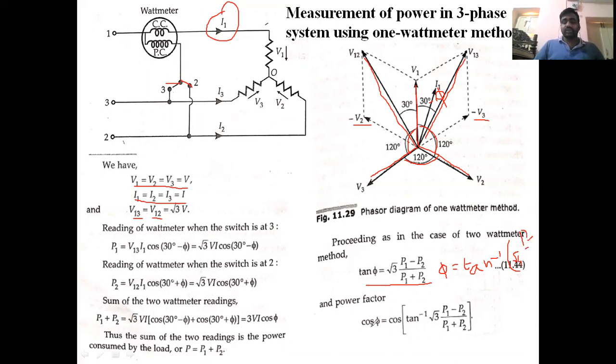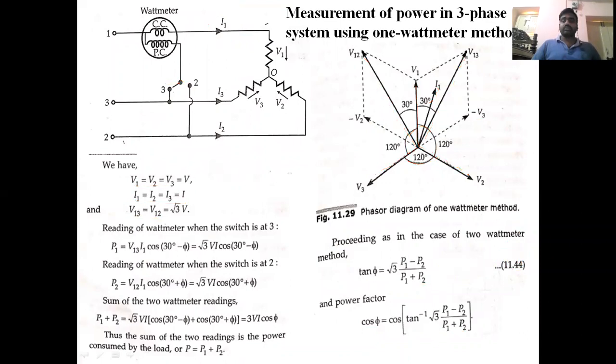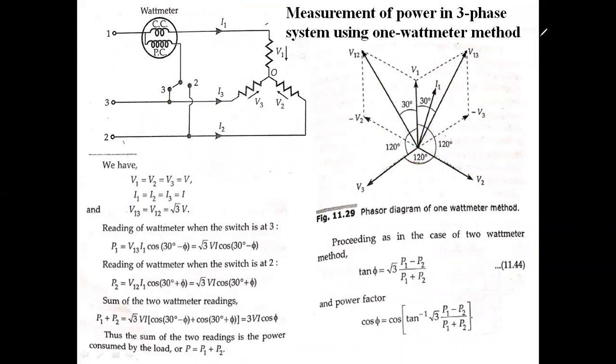So I substituted the entire thing in cos phi. Phi is equal to tan inverse of root 3 into (P1 minus P2) divided by (P1 plus P2). That means here we analyzed the description of the wattmeter method in this entire phasor diagram.